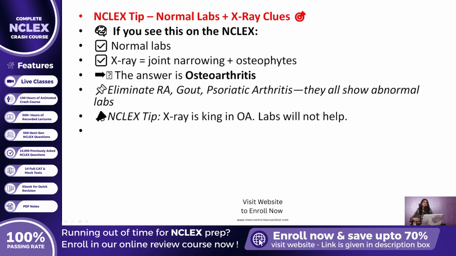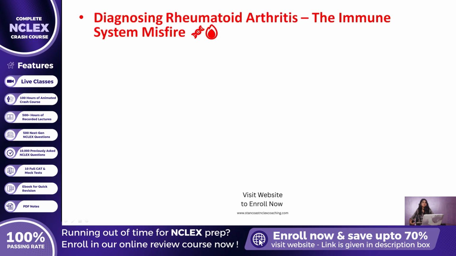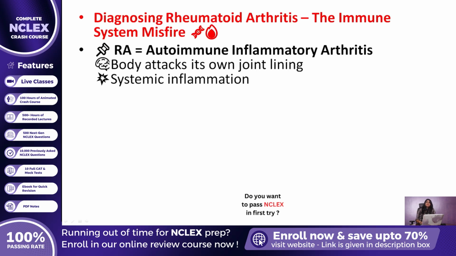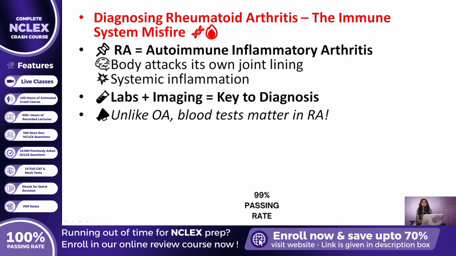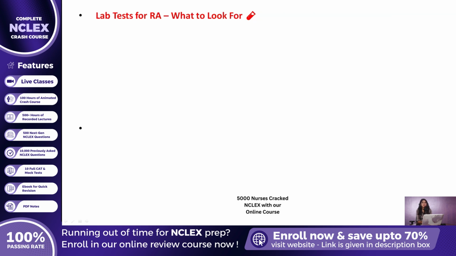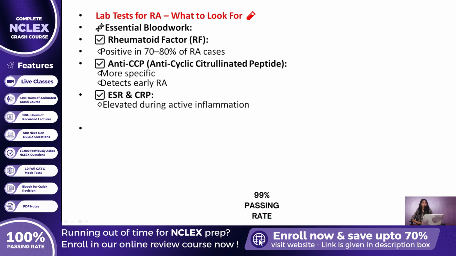Now, let us dive into rheumatoid arthritis, the immune system misfire that you definitely need to recognize for both real-life practice and the NCLEX. Unlike osteoarthritis, which is caused by years of wear and tear, rheumatoid arthritis is an autoimmune condition. That means the body's own immune system is mistakenly attacking the joints, leading to chronic inflammation that is not just limited to the joints, it is systemic. And because of that, both blood tests and imaging are essential when it comes to confirming the diagnosis.